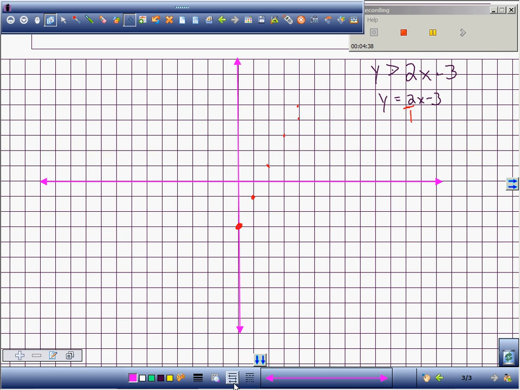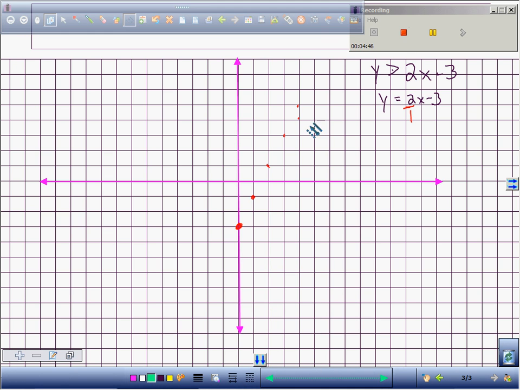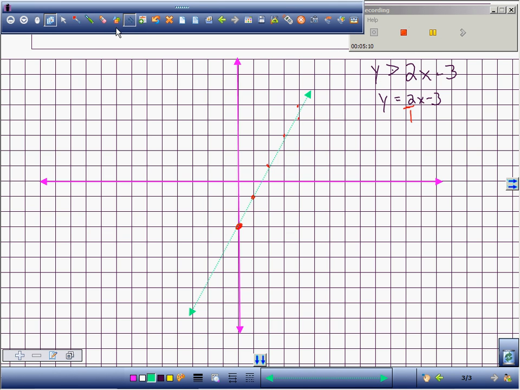Now in this case, I'm going to make this line a dotted line. And I'll talk about that in a second. The reason I'm making a dotted line is because this says greater than. It doesn't say greater than or equal to. So when I connect these points, my line looks like that, and you should make it a dotted line, not a solid line, because if it says greater than, it's not included in the solution. And now I have to decide which side to shade on.